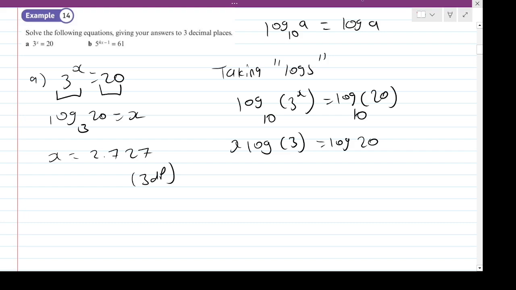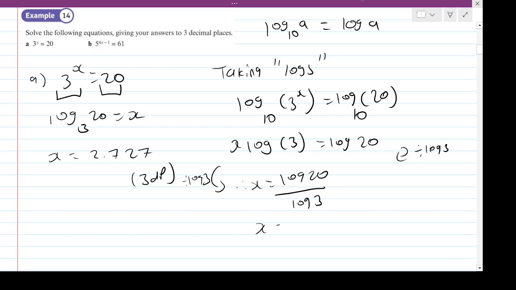And then hopefully at this point, realise that log 3 and log 20 are just numbers. So actually, to get x on its own, I can just divide both sides by log 3. And so what I get is x is log 20 over log 3. And that you can put in your calculator. If we put that in the calculator, the base is 10, of 20 over log 3.